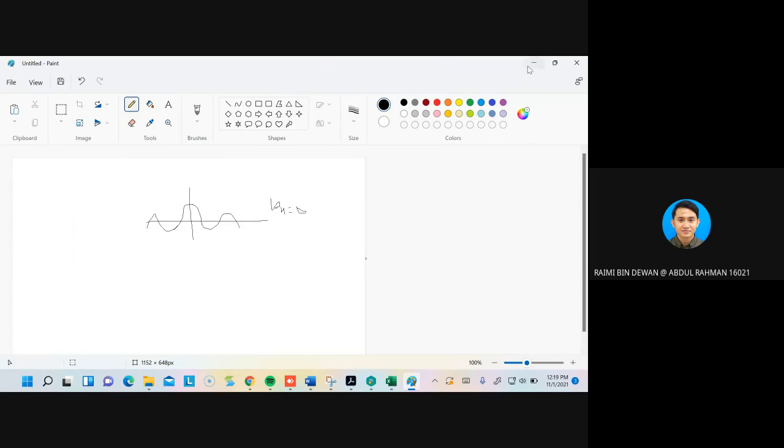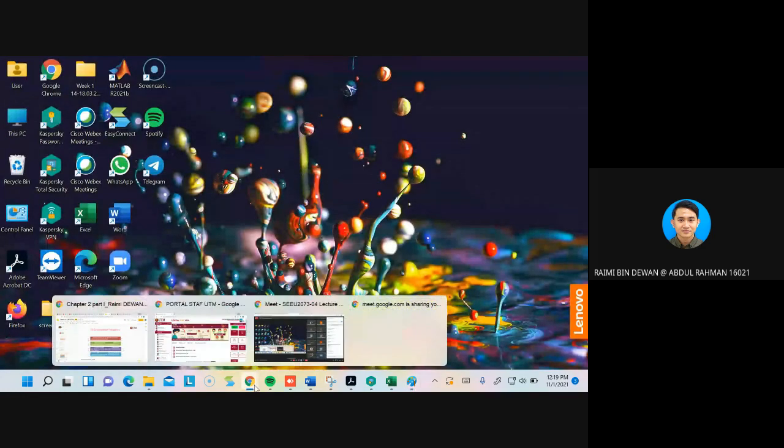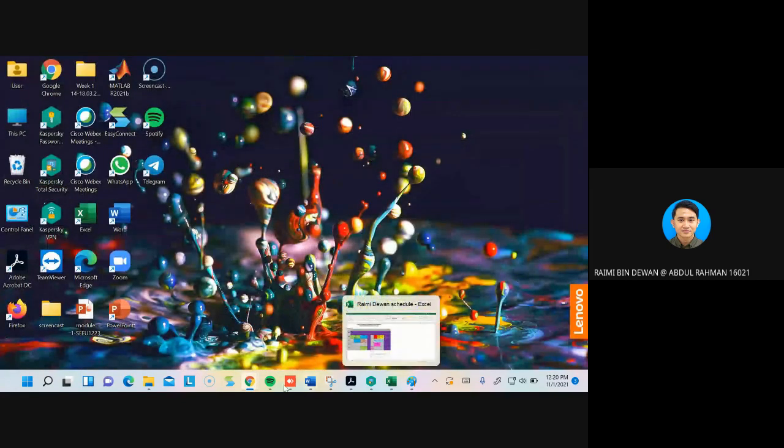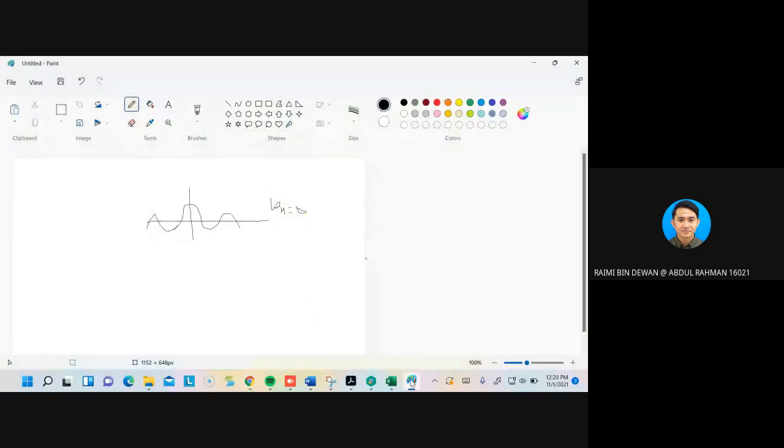Okay, the next is if you have a sine-like odd symmetry. Odd symmetry is what? Is it symmetrical or anti-symmetrical? You guys can answer. What is sine? Anti-symmetric or symmetrical? This is a sine wave. Okay, thank you for the answer.